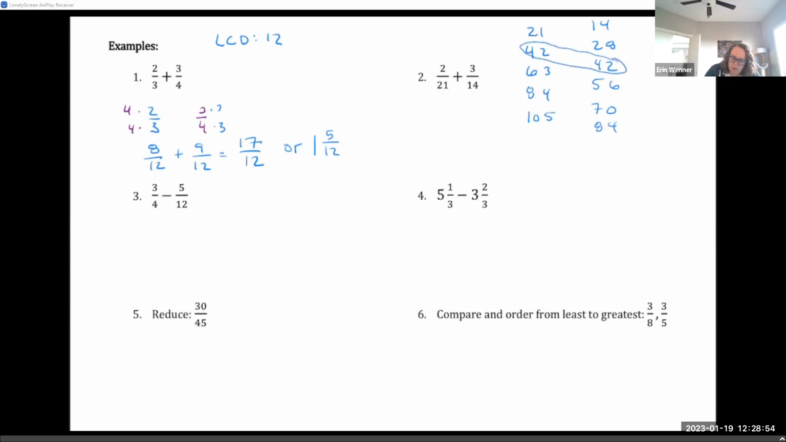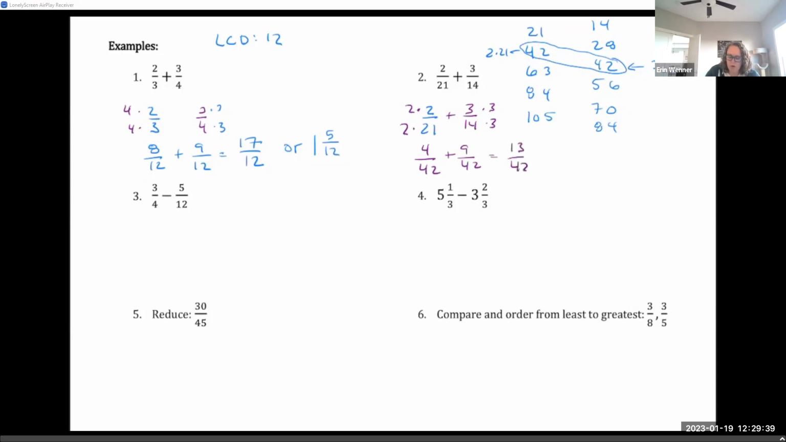So for 21, 42 is equal to 2 times 21. And for 14, 42 is equal to 3 times 14. So if I take my first fraction, 2 over 21, and I multiply both the numerator and denominator by 2, I end up with 4 over 42. If I take 3/14, I can multiply both the numerator and denominator by 3, giving me 9 over 42. So adding these together, I end up with 13 over 42.